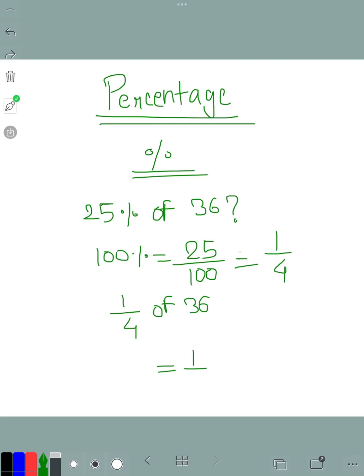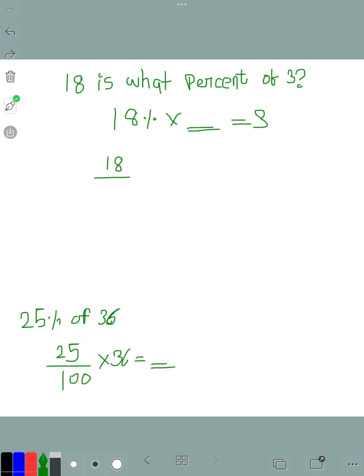So 1 by 4 of 36, where "of" means multiplication, into 36. So 4 nines are 36. It was very clear. Moving further, 18 is what percentage of 3?